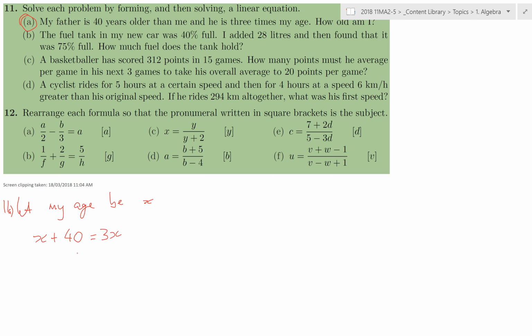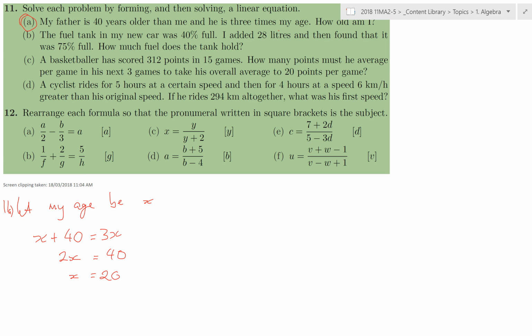So now we'll rearrange this, and I'm going to take x away from both sides and swap left and right over, and I'm going to get 2x equals 40. Okay, 2x equals 40. x equals 20. Would that be right? If my father is 40 years older than I am, he would be 60. And that's 3 times 20 as well. Okay, that's great. 11a. So the hard part there is not solving the equation, it's writing the equation.